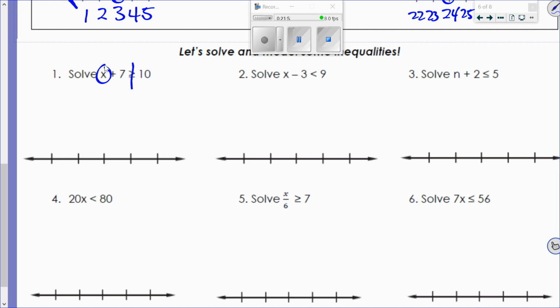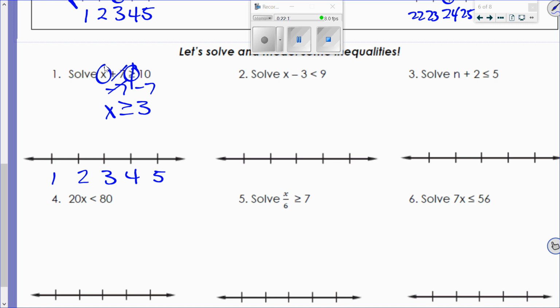All these are the same as we've been doing for the last 2 classes. Circle your variable, draw your line. What's the opposite of adding 7? Okay, those are going away. So x, don't forget, copy your sign exactly. 10 minus 7 is 3. So I'm going to base my line diagram around 3.